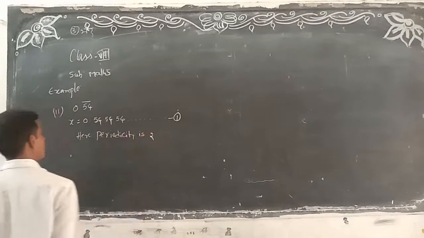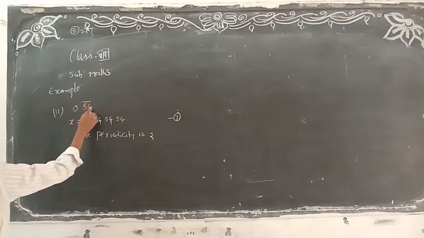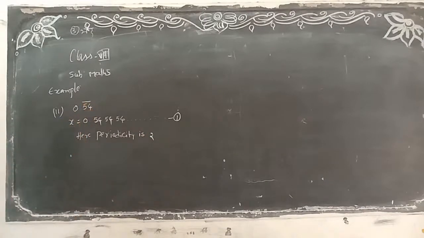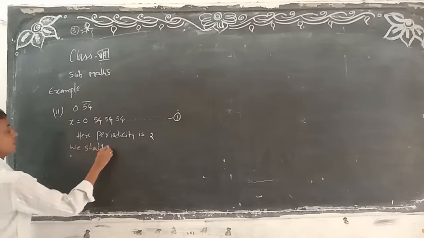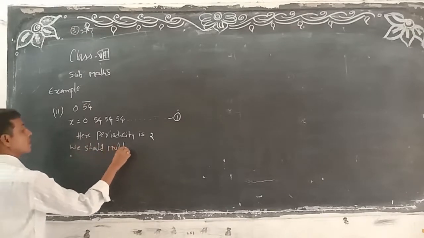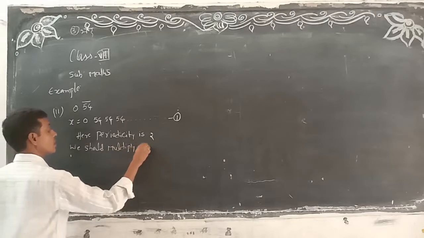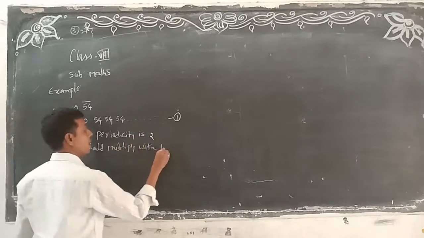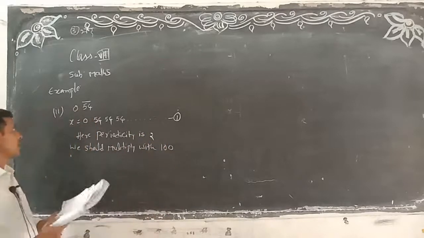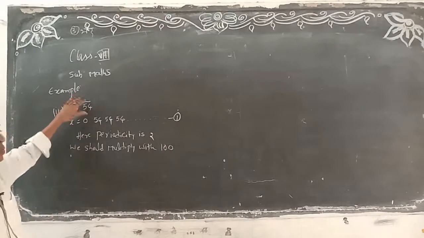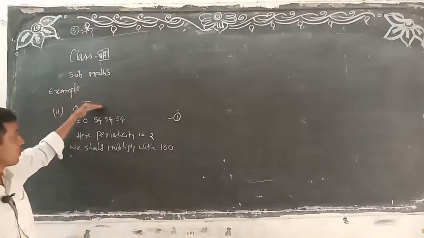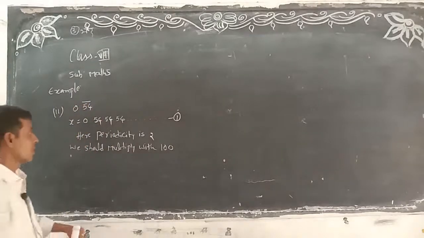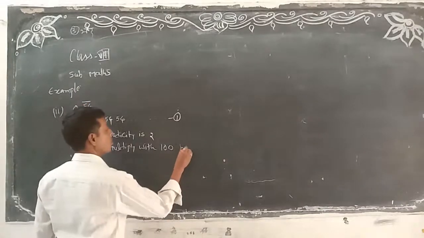Is 2. Why? Because here, under the bar, how many numbers are there? 2. So we should multiply with 100. Why? Because here, how many numbers are under the bar? 2 numbers. If you have 2 numbers, we should multiply with 100. If you have 3 numbers, we should multiply with 1000. 100 on both sides.